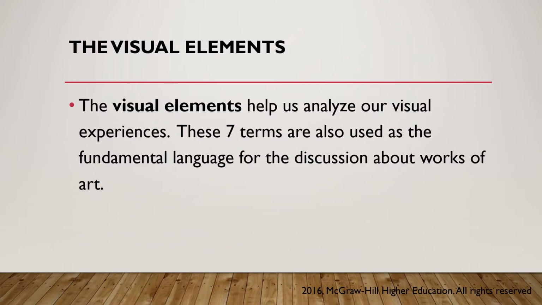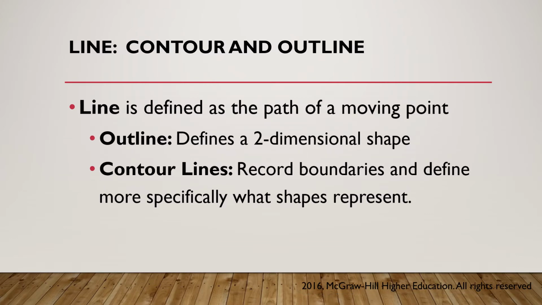All right, the definition that they give us for visual elements are these terms that are used as a fundamental language about the discussion of works of art. So we have line, and we have a variety of lines. We have contour lines, and we have outlines. The line is defined as a path of a moving point. We all learned that in math. You put an arrow on it, and the line goes on forever.